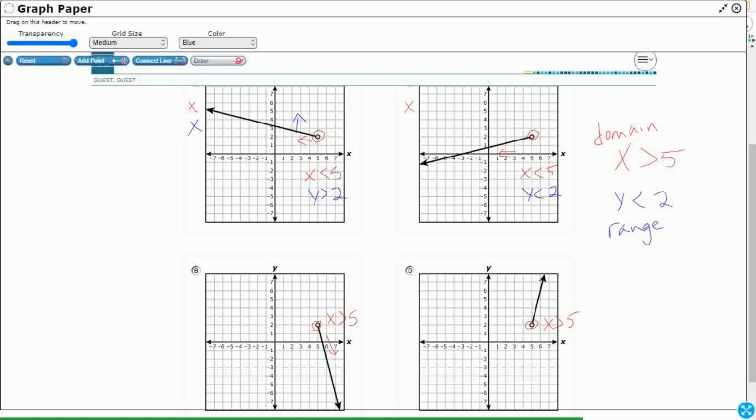Now let's check B or D. So I've got y less than 2, so it's going down, so that's looking like that's going to be it. Because this is going up here, y is greater than 2. That's what makes that incorrect. So there we go. Our answer is B.